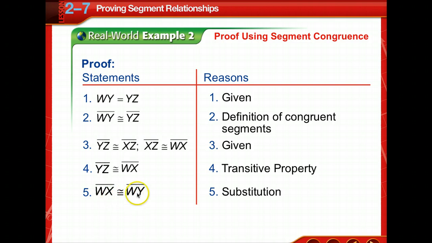Now, substitution. Let's look at this a little bit. Since in statement 2 we say that WY is congruent to YZ, and in statement 4 we say YZ is congruent to WX, notice that this one and this one they're both congruent to WZ, so we can say that they're congruent to each other. So, they're substituting in. I would have said transitive property again, but anyway, they're substituting in.